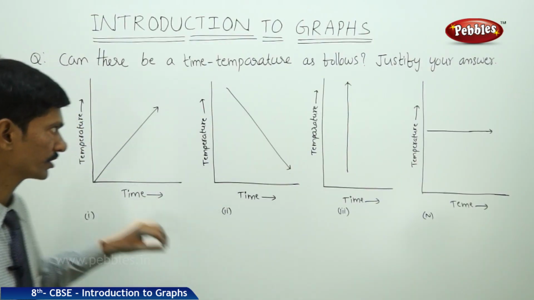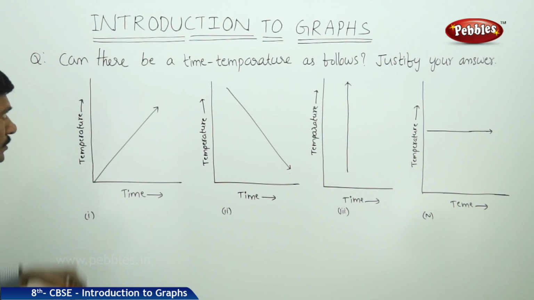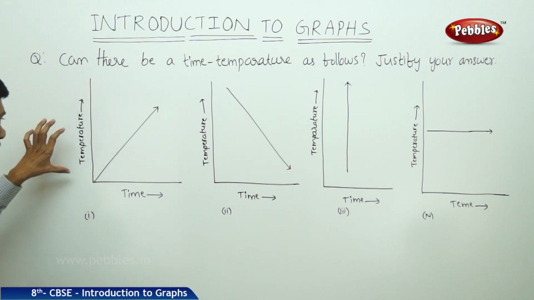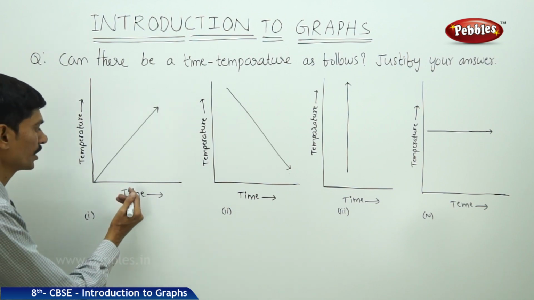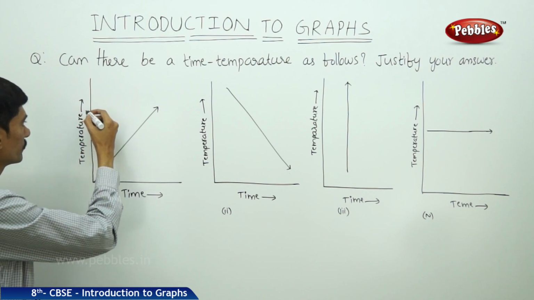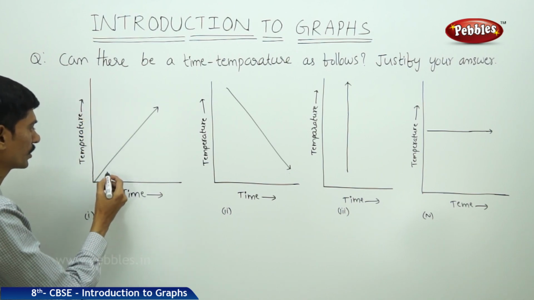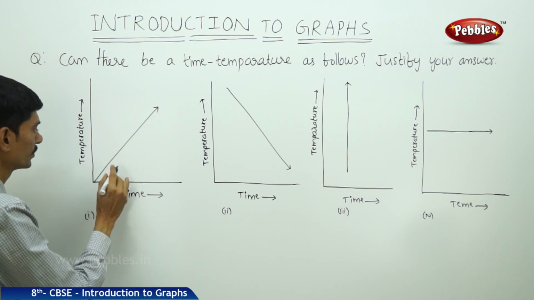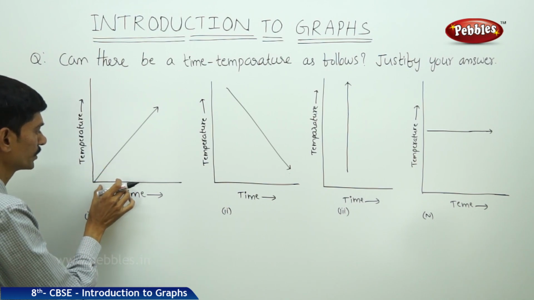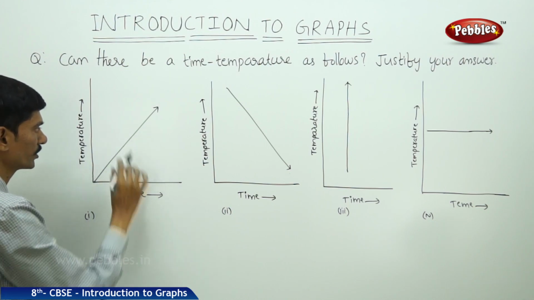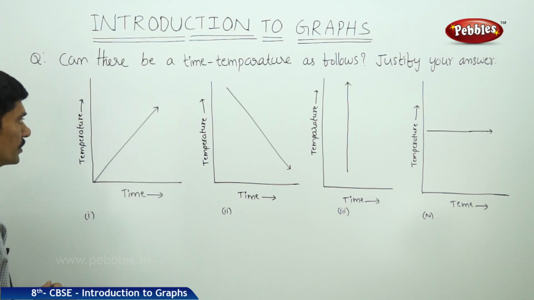Let us see the next question. Can there be a time temperature graph as follows? Justify your answer. In the first graph, time is taken on the horizontal axis and temperature on the vertical axis. As we take different intervals of time, the temperature increases. So this is possible for a time temperature graph.